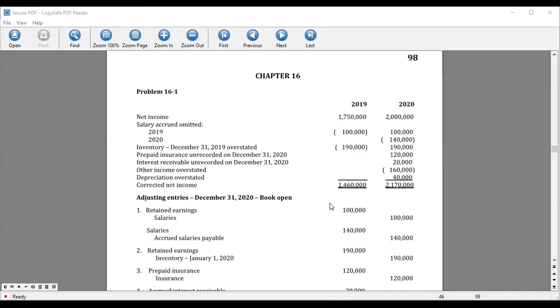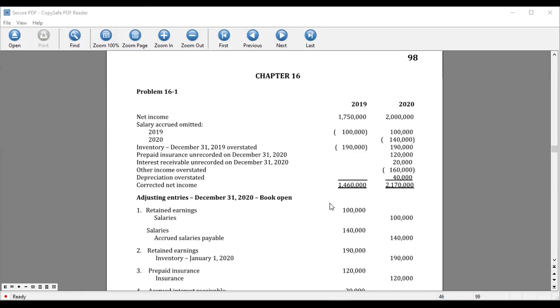Then number 2, we debit retained earnings and credit inventory on January 1, 2020 because of the overstatement. As we can see, the amount of the retained earnings adjustment is 190,000, meaning we have to debit retained earnings. Then number 3, prepaid insurance is debited for 120,000 and credit insurance expense.